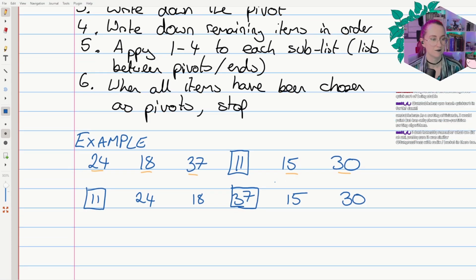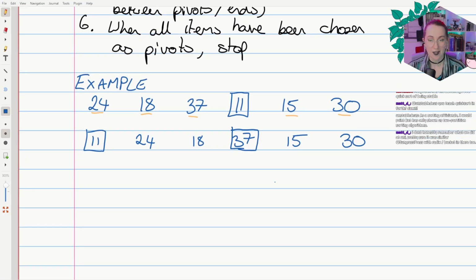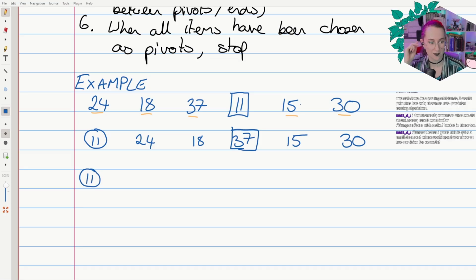This is quite a fun list to do this with, I'm going to be honest. And we compare numbers one at a time. Sorry, we write down 11 because that was from the previous one. This is how I was checking which was a current pivot and which was a previous one. Previous pivots are going to be in circles, current pivots are in squares. We write down all of the numbers smaller, keeping them in order. So we compare 24 and 37. 24 is smaller, write it down. 18 and 37, 18 is smaller. 15 and 37, 15 is smaller. 30 is smaller. And then we get to the end of our sublist.